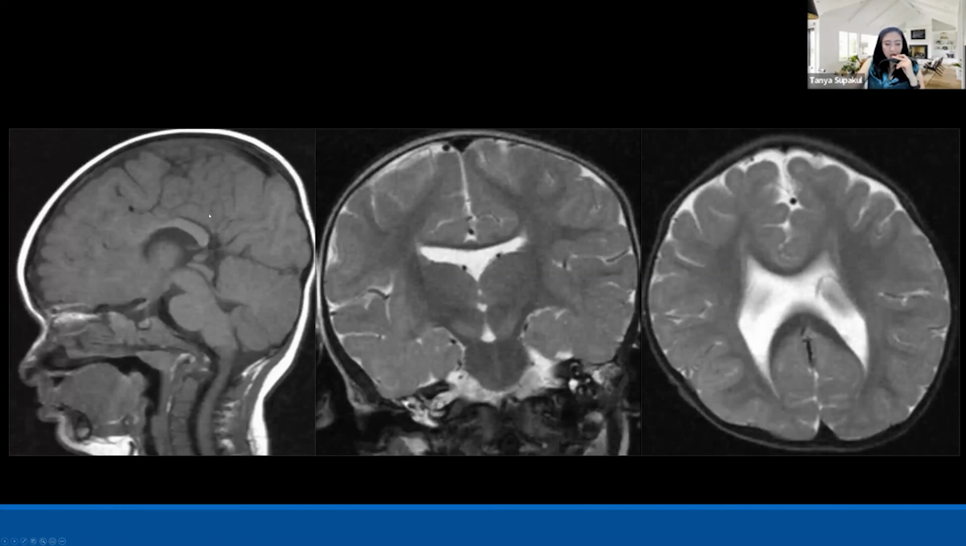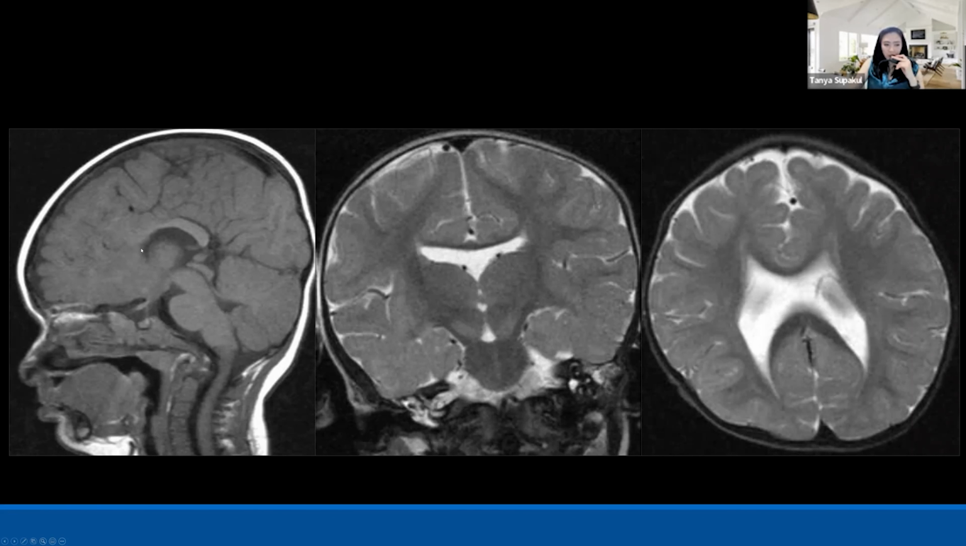Another patient. On sagittal T1, maybe a small posterior fossa, and a small posterior pituitary bright spot over there. But when you check the corpus callosum, you see the posterior aspect, the splenium of the corpus callosum, but we're missing the anterior part, right? We don't see the body, we don't see the genu, and we don't see the rostrum.